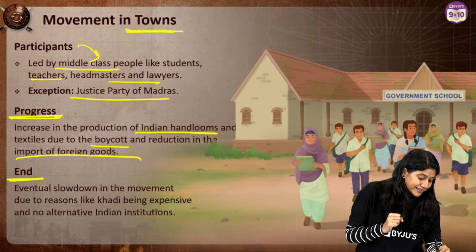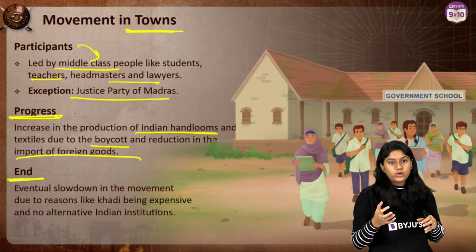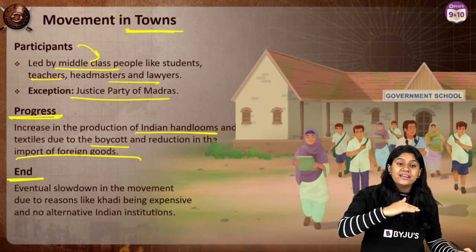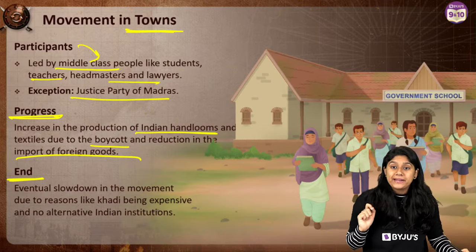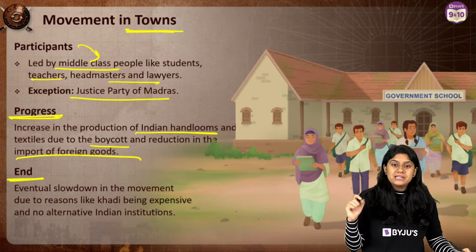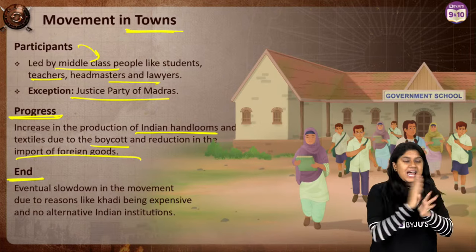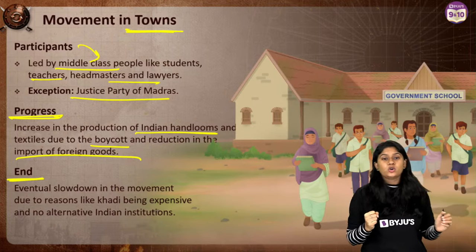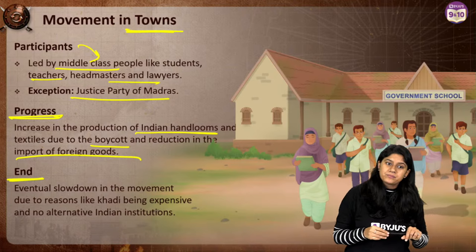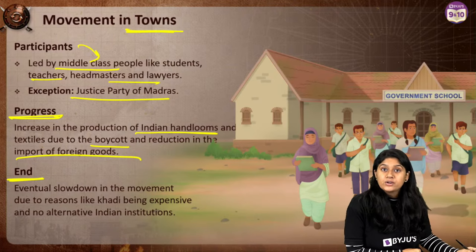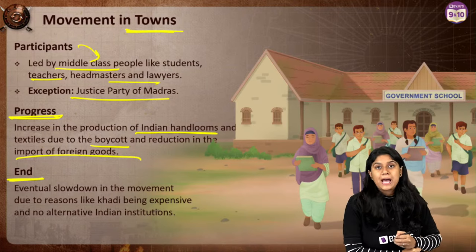Now, how did it end, of course, what do you think? How did it end, everyone? Liquor shops were also picketed, right? That means there's a barricade. People will be standing in front of the shop so that nobody can enter. Okay? Yes, very good. So we saw all of this was happening.